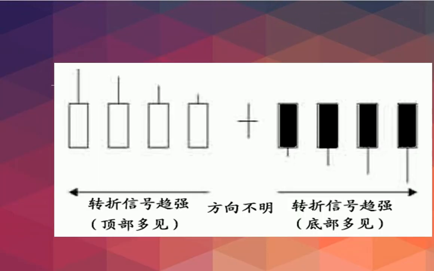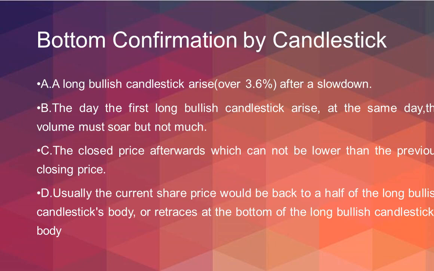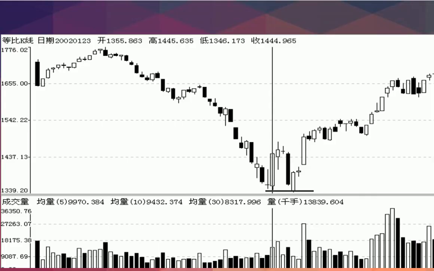Then we can see the next important point. So the bottom confirmation by candlestick. Maybe here is a little complicated. Then we can see this one. If you see the price drop, then the big bullish candlestick appears on high volume. So we should know that this is the bottom confirmation.